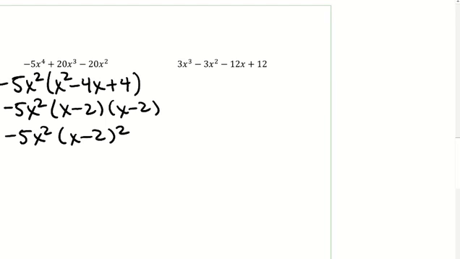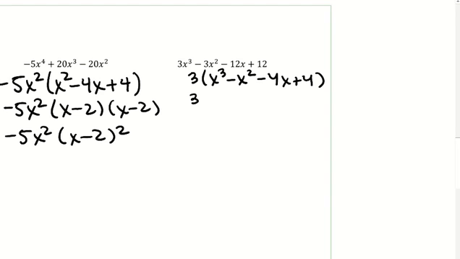Okay, next we've got this one, 3x to the third minus 3x squared minus 12x plus 12. If you see 4 terms, the only way we're going to be able to factor that is by group and factor. That's a fact for this course. So what I'm going to do is say what's common to all 4 terms. I think I'm seeing 3 at least in all 4 of these. So I'm going to factor out a 3. So I'm left with an x to the third minus x to the 2 minus 4x plus 4.